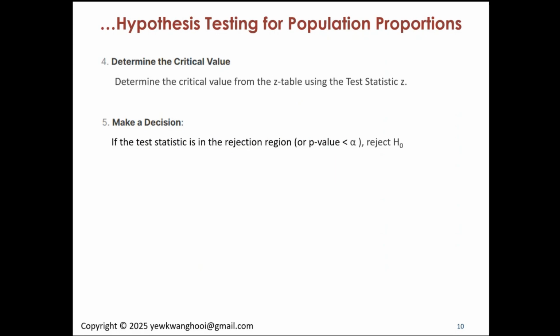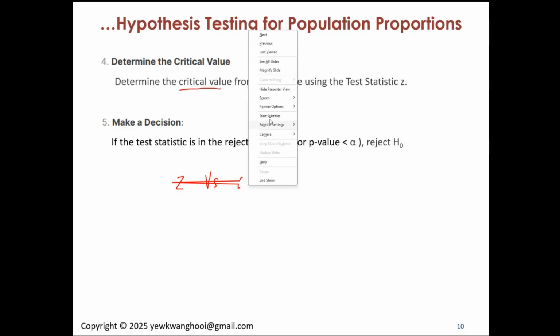Then we take the critical value. We use the Z to find out the critical value. This is coming from the table, and then we compare our Z with the critical Z. Our Z versus critical Z.